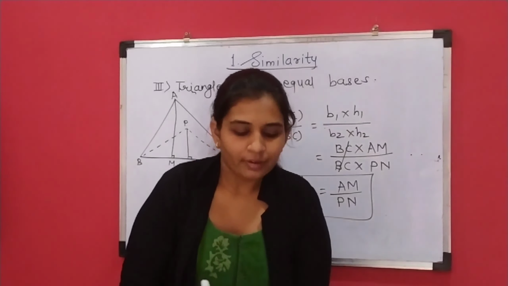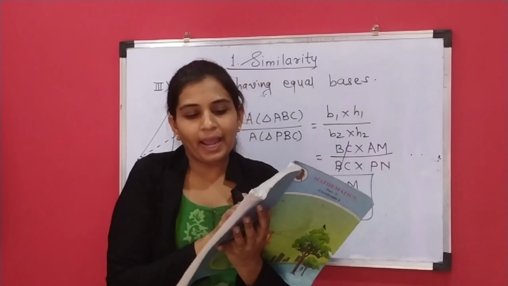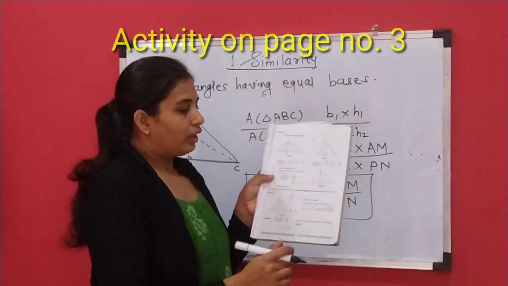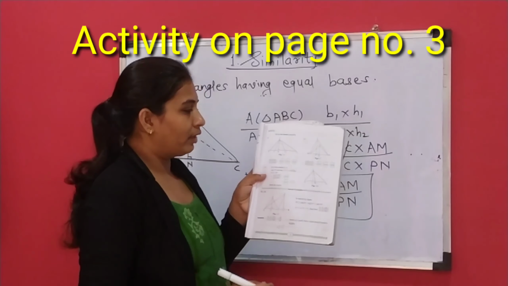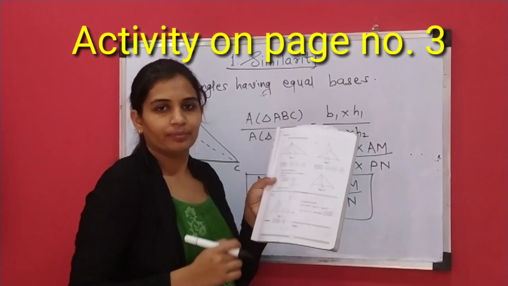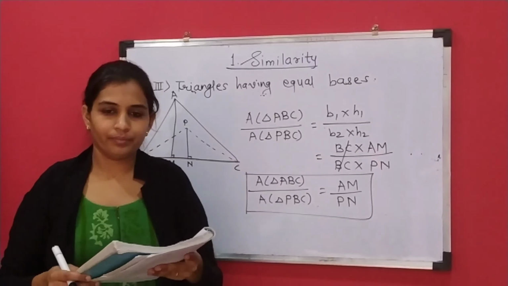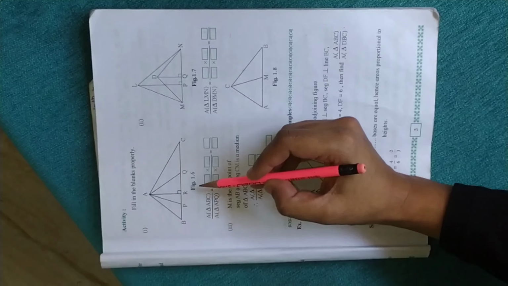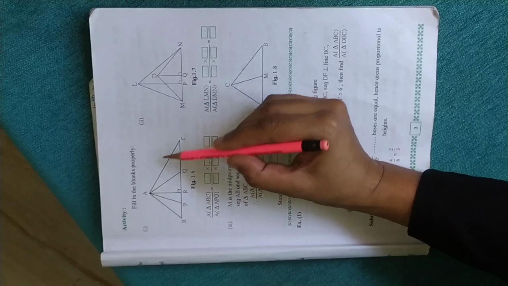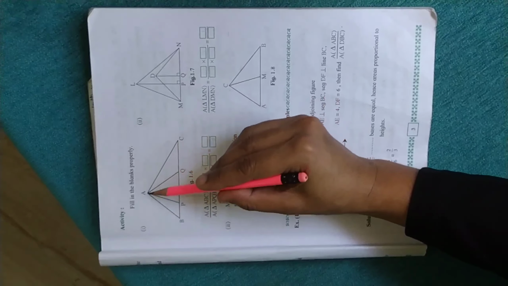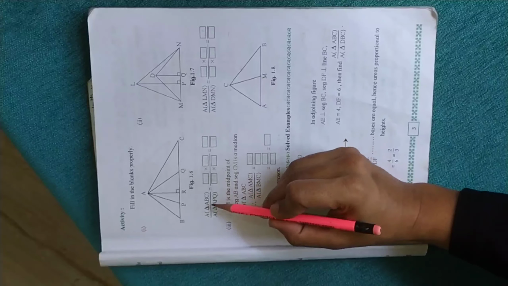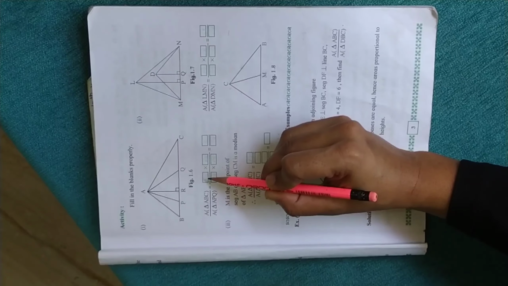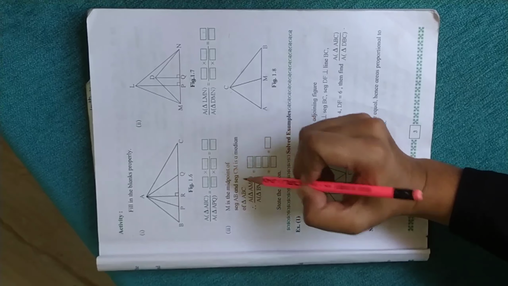Now students, we have given 3 activities in our textbook, page number 3. Now we will solve them one by one, first, second, third. In the first activity, we have given triangles ABC and APQ. Now we have to find the ratio of areas of those triangles. We have given boxes and we have to fill them up.